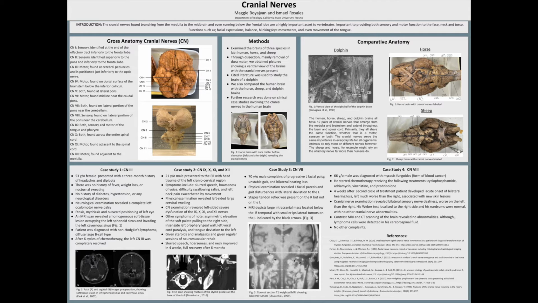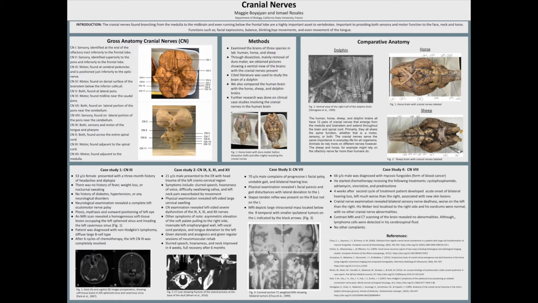So cranial nerve 1 is sensory in nature, identified at the end of the olfactory tract inferior to the frontal lobe. Cranial nerve 2, sensory as well, identified superiorly to the pons and inferiorly to the frontal lobe. Cranial nerve 3 is motor in function, found at the cerebral peduncles and is positioned just inferiorly to the optic nerve. Cranial nerve 4 is motor in function, found on the dorsal surface of the brainstem below the inferior colliculi.